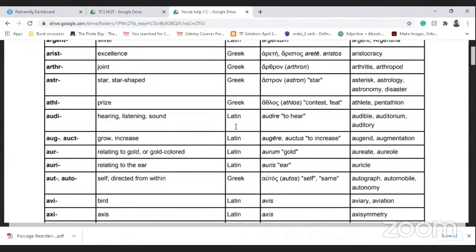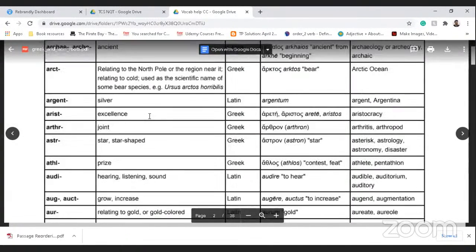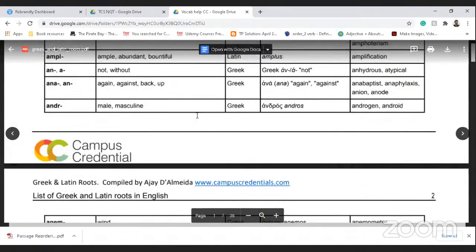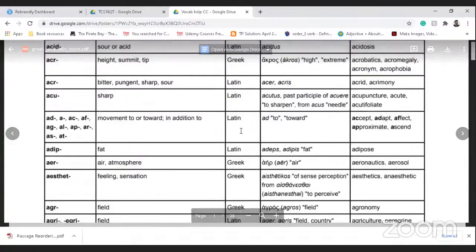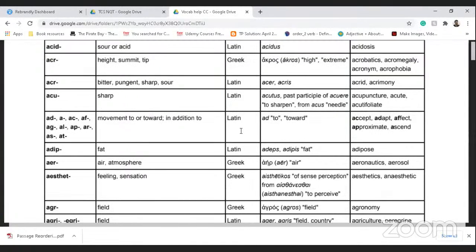But there is another PDF that we are giving you, and that is called Vocab Builder by Campus Credential. In it we have selected prefixes and suffixes and given them. You can look at that also.